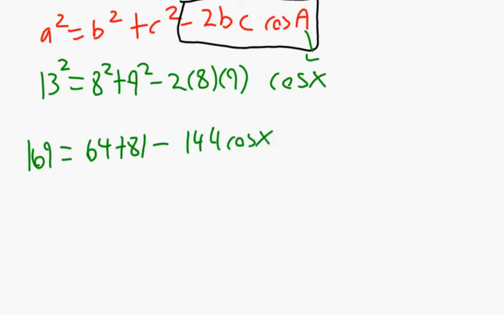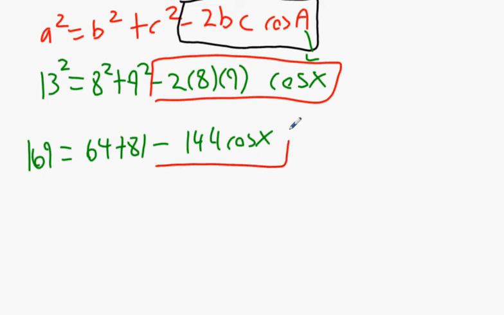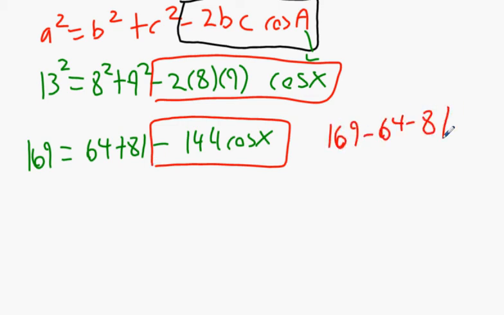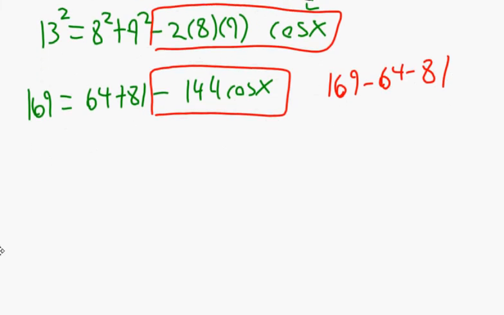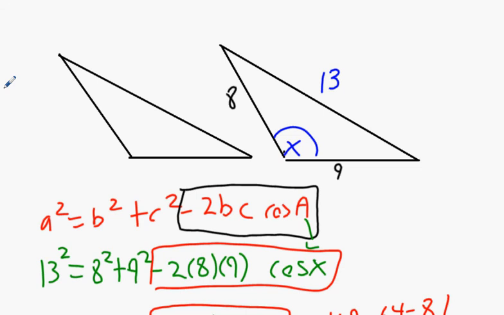Now, what did I say about that part there? It's locked off on its own for a minute. Move everything else to the other side. So what's 169 minus 64 minus 81 when you move over to the other side? So you're going to get 169 minus 64 minus 81. Any ideas? What's 169 minus 64 minus 81? Somebody has a calculator, right? 24, thank you.